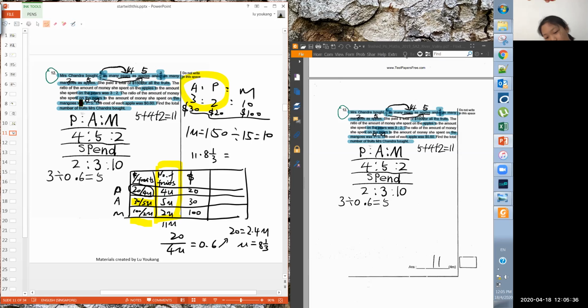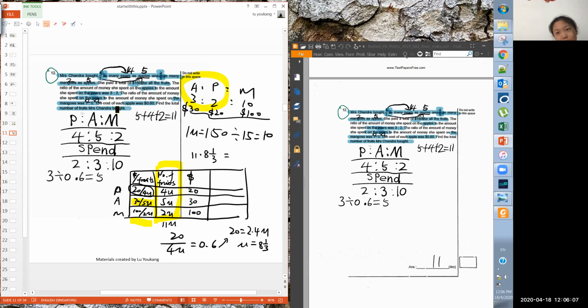And then the ratio of amount of money she spent on the pears to the amount of money she spent on the mangoes was 1. So it means this is 1, and then mango is 5. So it means 10. Okay. 150 divided by 15 is 10. So 10 times 10 is 100. Okay, so this is all good. So apple is 30, pear is 20, mango is 100. Okay, so far so good.